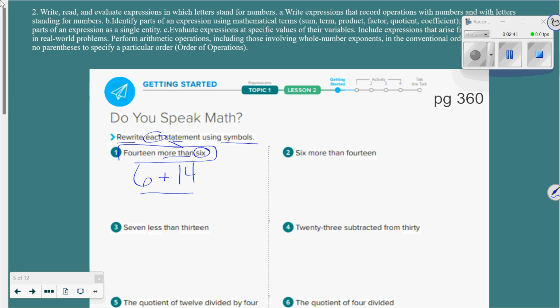Most of the time, you're going to just write it the way it's said. The one time you're going to have to think about it and switch it is what we call flipping phrases. More than is one of your flipping phrases. When I say more than something, it's saying I'm going to start at 6, and I need more than that, 14 more. So technically, I would write that as 6 plus 14.